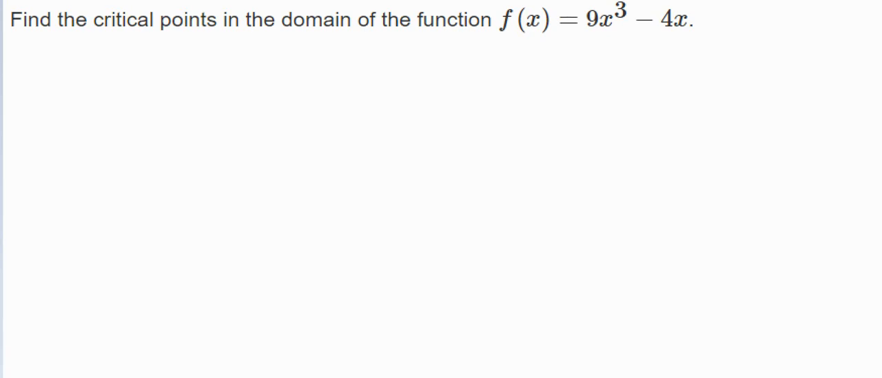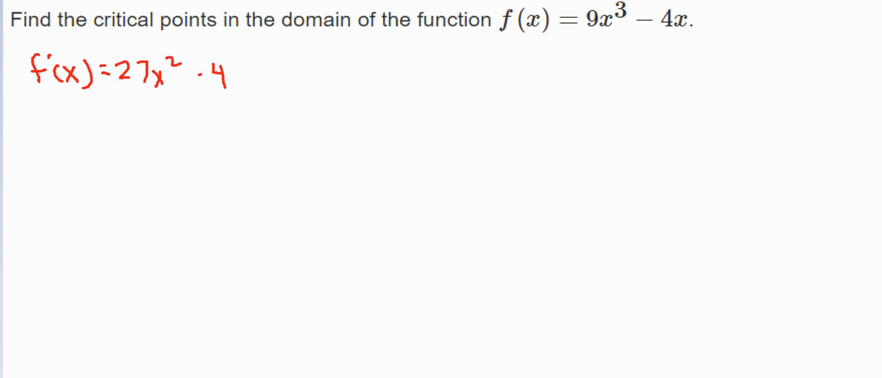So we need to find the critical points of this equation, and to do so we first take the derivative. So 9x³, 9 times 3 is 27, subtract 1 from the exponent, and that's going to give us x squared. And then the derivative of negative 4x is just negative 4. So that part's pretty easy.